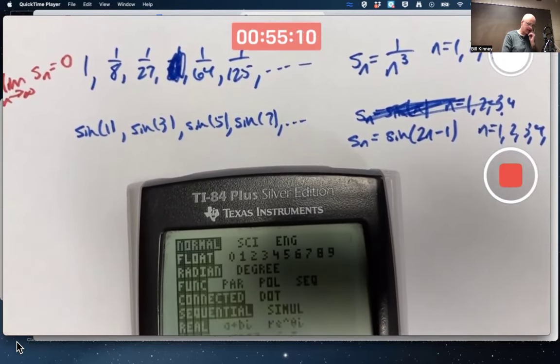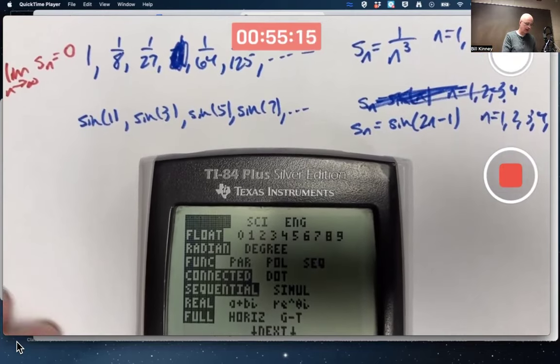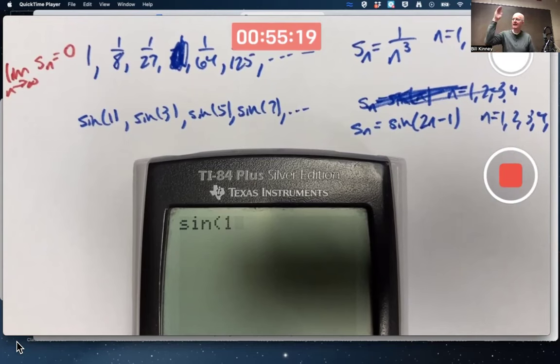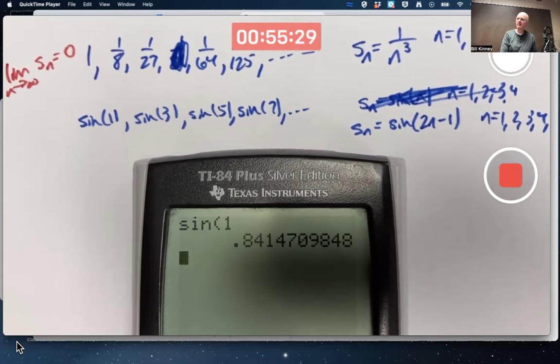It is assumed your calculator is in radian mode unless you said otherwise. Mine is in radian mode. Sine of 1 is not sine of 1 degree. It's sine of 1 radian, which is around 57 degrees. Second coordinate on the unit circle there. It's going to be close to 1. A little less than 1, 0.84.